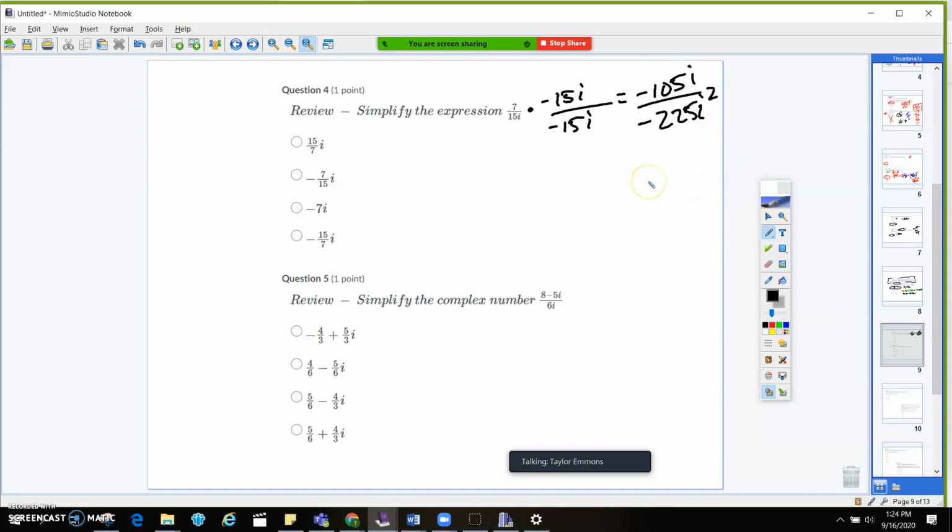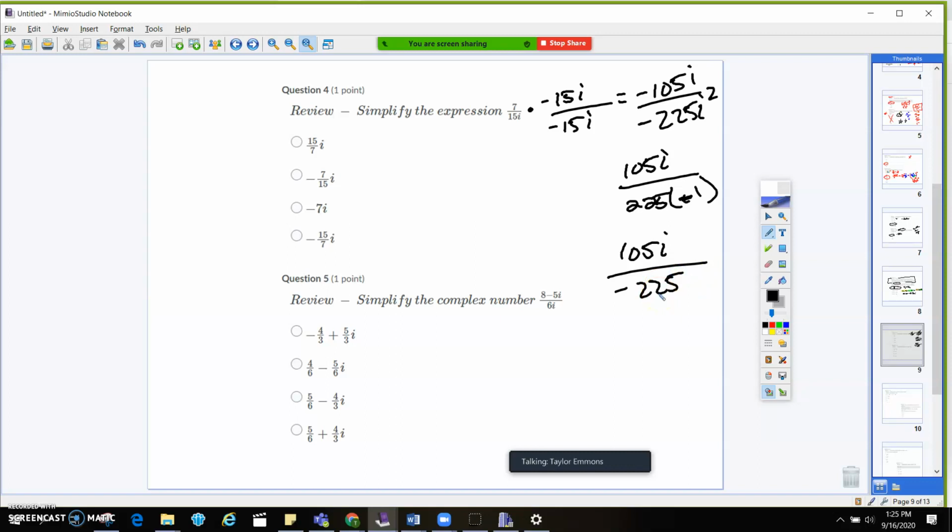So now I'm going to simplify. Well, I have a negative and a negative in the top and the bottom, right? So that makes them both positive. And I got this I squared chilling out here. So I'm going to actually make that -1 for I squared. And then I'm going to multiply out. So this is going to give me 105i over -225.